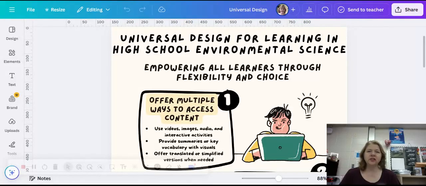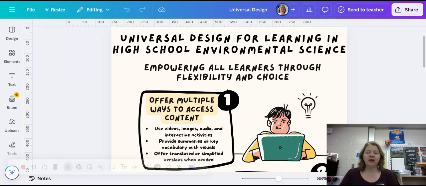Just as universal design changed architecture by making buildings accessible to everyone, Universal Design for Learning, or UDL, can change education by making learning accessible to all students. It's about designing lessons from the start that can support the wide variety of learners in every classroom. This is Universal Design for Learning in high school environmental science, empowering all learners through flexibility and choice.